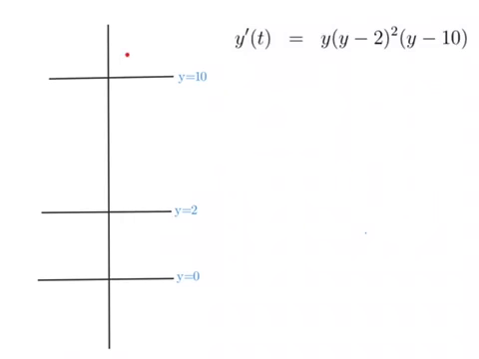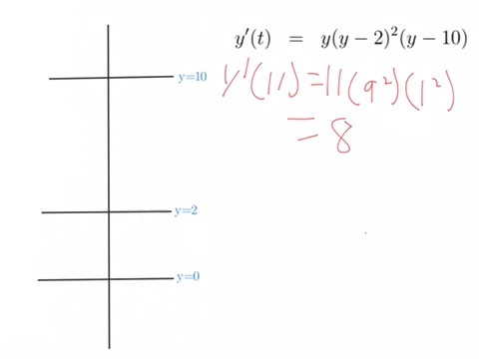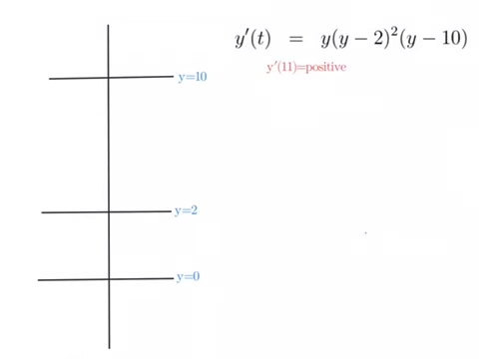So to start, we're going to pick any number up here. So a number that's greater than 10 would be 11. And we're going to plug it into this differential equation up here. So if we rewrite that, that gives us y prime of 11 equals 11 times 9 squared times 1 squared. This equals 891, which is a positive number. So I wrote up here that y equals 11 is positive.